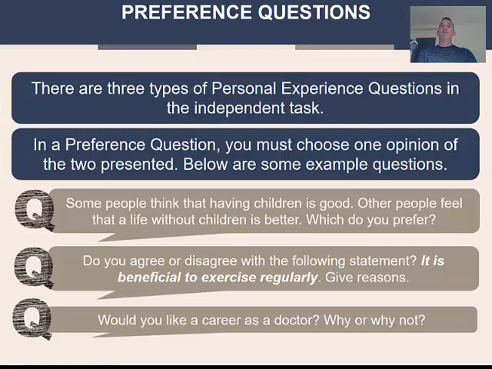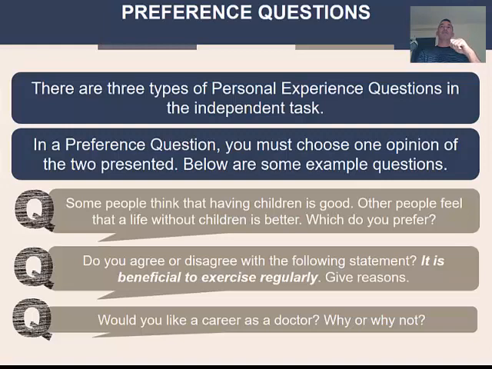In task 2, in the personal experience questions, the first is a preference question. They must choose one opinion of the two presented. There are some example ones here. If we look at the second one, do you disagree or agree with the statement, it is beneficial to exercise regularly? You must choose one.